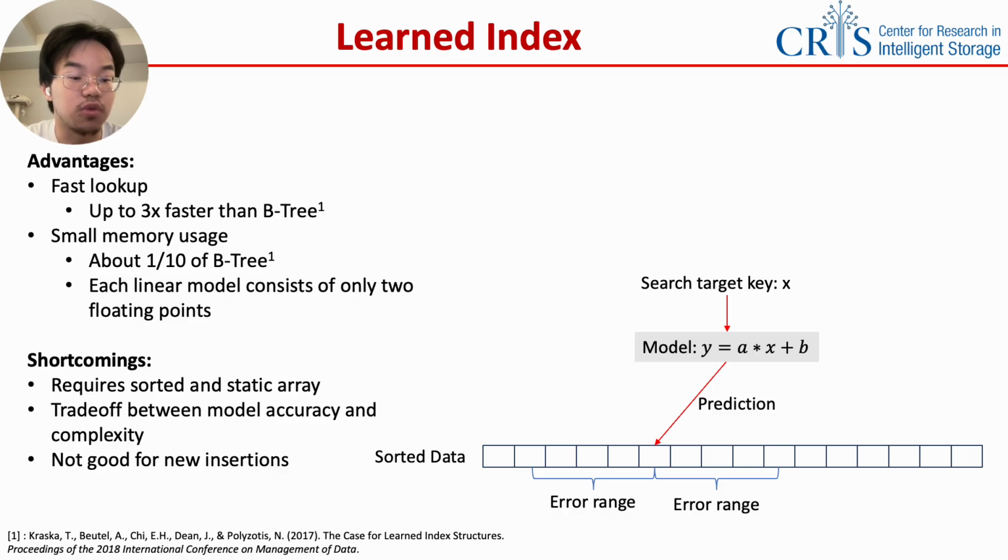Also, it comes with some shortcomings. The first shortcoming is that it requires a sorted and static array to build the learned index. The second is that it brings a trade-off between model accuracy and complexity. If we want the model to be more accurate, we need to make the model more complicated, and it would also increase the inference time of the model prediction. And at last, it is not good for new insertion because the insertion would change the data distribution, making the model less accurate.